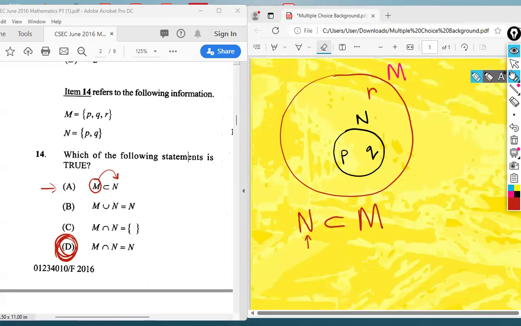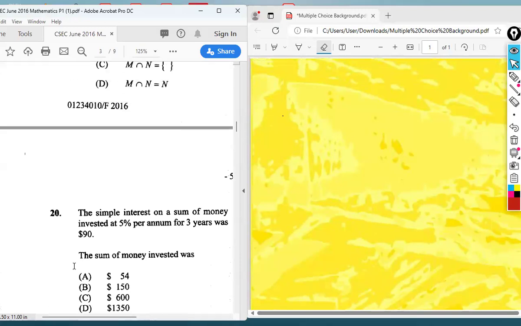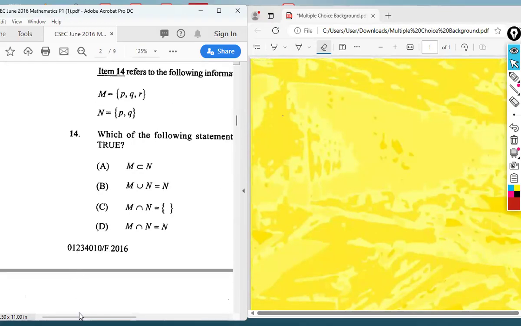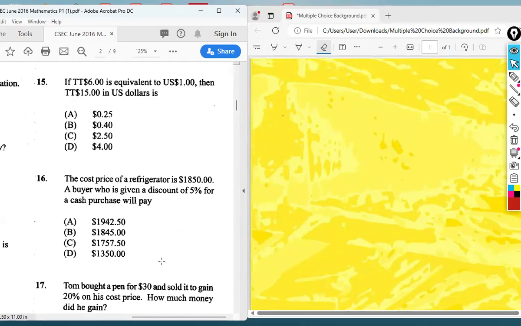All right, so let's move on to 15 and 16. Let's see, let's find these here. Give me a few seconds. Yeah, 15 and 16. Good luck.